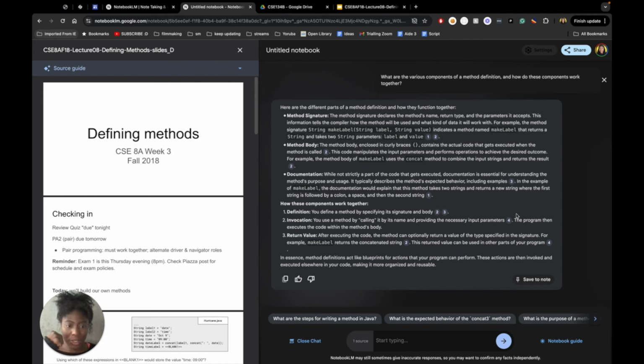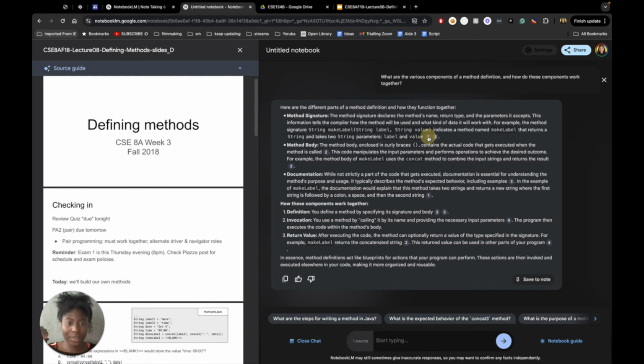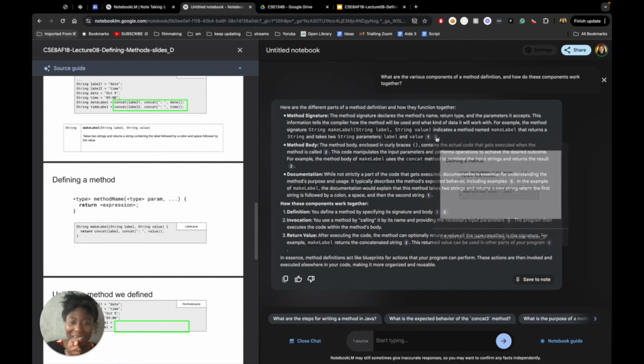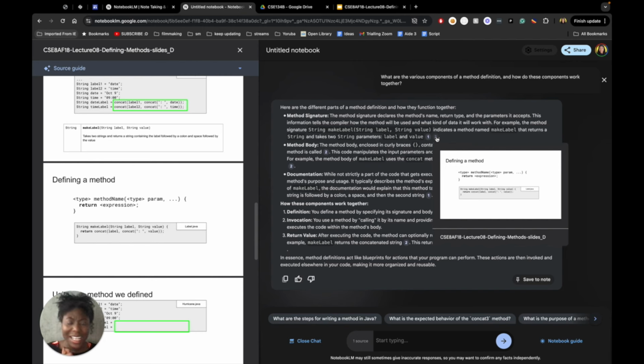Nice. We can have follow-ups. Oh, it goes to the part in this. Oh, that's actually really cool. It has the little slide on the side too. That's actually amazing.